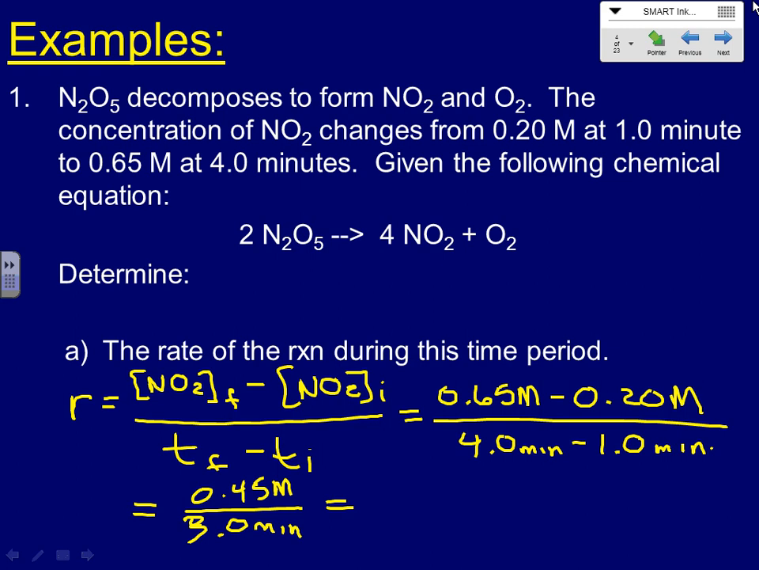Yeah, Jess? 0.15, 2 significant digits, very nice. And that becomes moles per liter per minute. Because remember, molarity is moles per liter. Moles per liter per minute. Okay, yep. You could put capital M per minute, that would be fine. I just wanted to stretch it out to remind everybody what it means. Okay, all right? And that's a rate of production of NO2, okay?